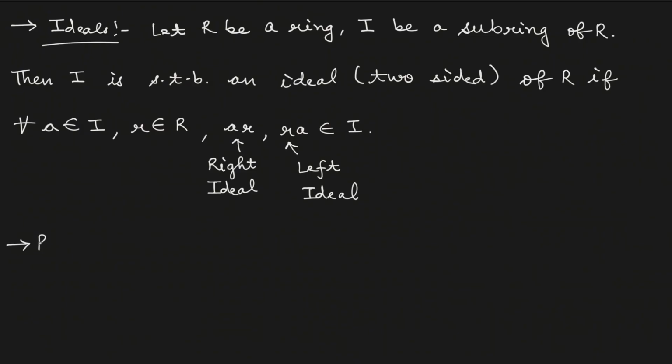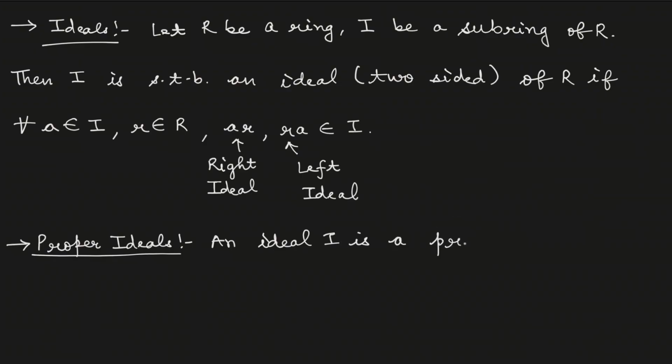Next is proper ideals. An ideal I is a proper ideal of R if I is not equal to R. Whenever ideal is not equal to ring R itself, then it is called a proper ideal.